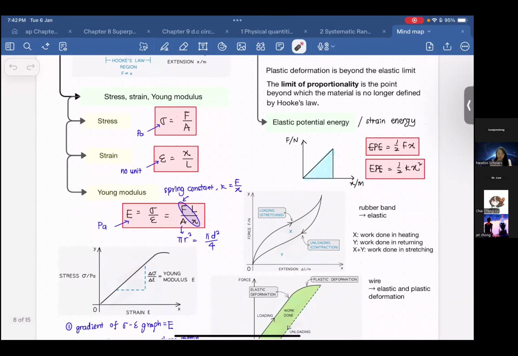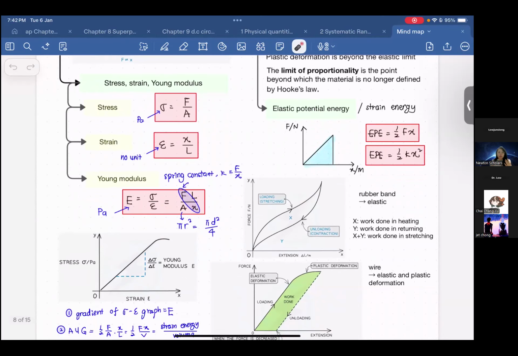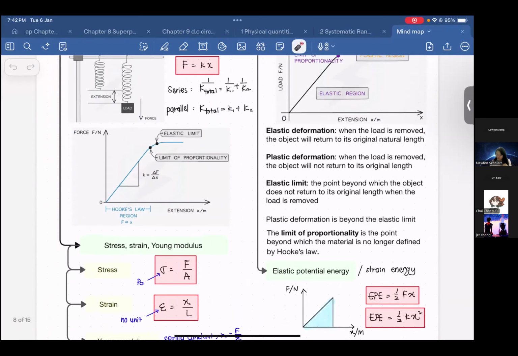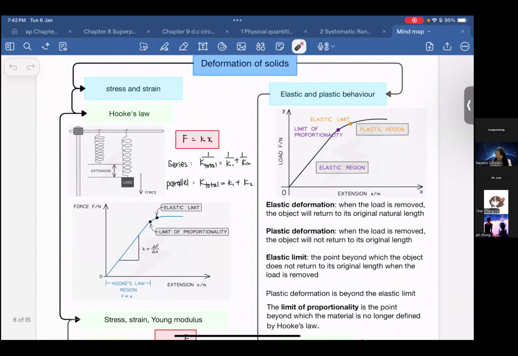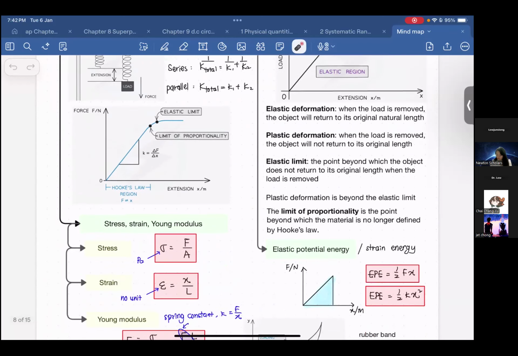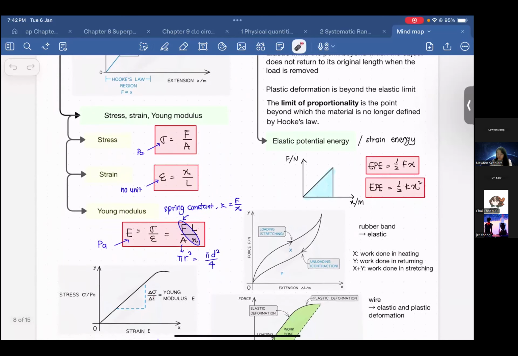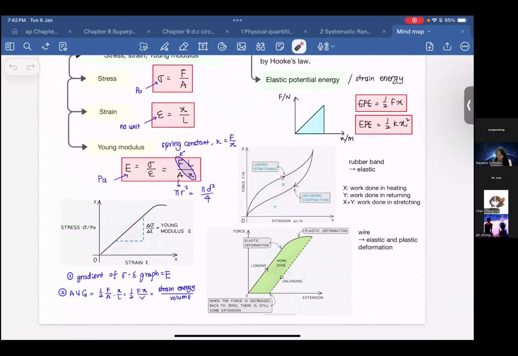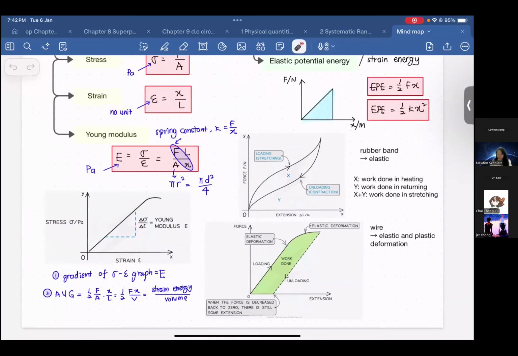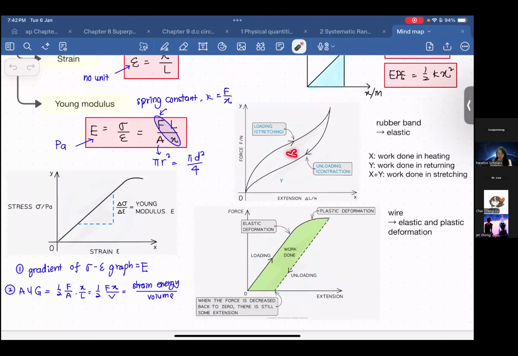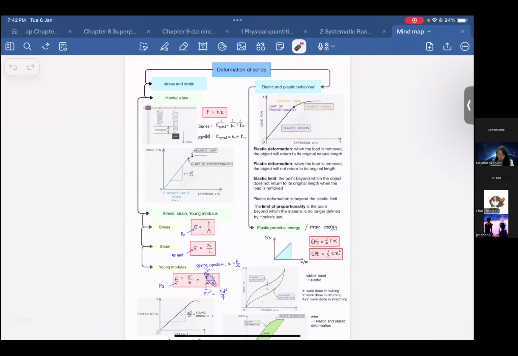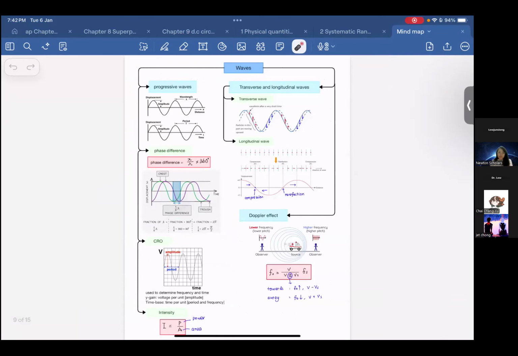Then there's a new thing called Young modulus, so you need to do some calculations to find the Young modulus for the spring material. What else? Elastic and plastic behavior. Then how to calculate the strain energy, or we say elastic potential energy. This is the graph for the rubber band, and this one is for the wire. So what is the meaning of each area? Then we will know. This is about chapter 6, deformations of solid.